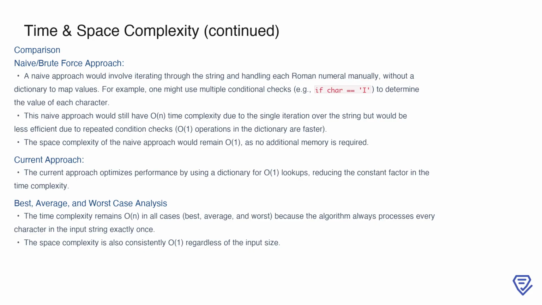Moreover, whether we analyze the best, average, or worst-case scenarios, the current approach consistently achieves O(n) time complexity, as every character in the string is processed exactly once. Similarly, the space complexity remains O(1) across all cases.